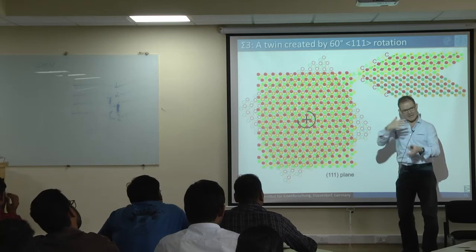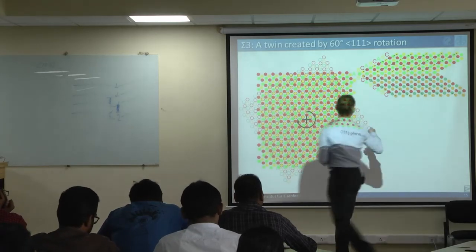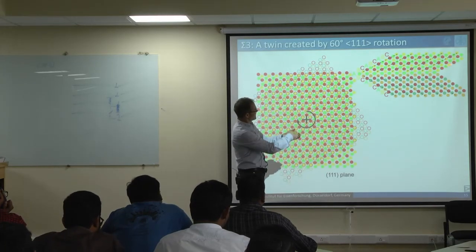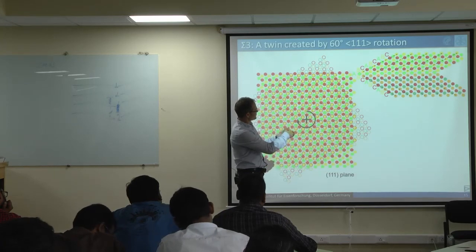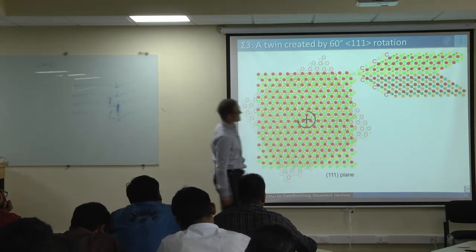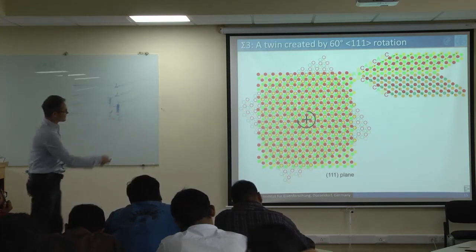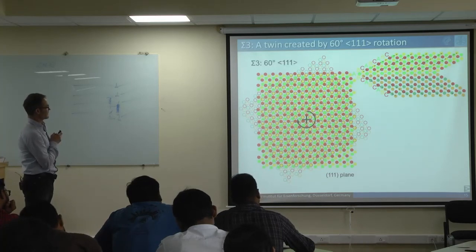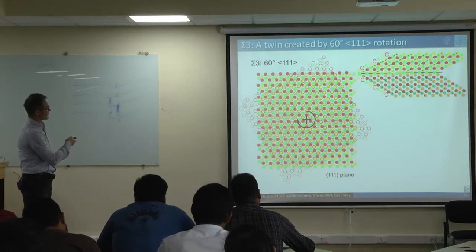Yeah? It's a 3-dimensional construction, of course. This sigma 3 boundary. And actually you see that here in the transition, in this cross section, exactly the green atoms fit to each other. They belong to both layers. So it's actually every third layer fits perfectly on each other. This is the twin. And this is the typical sigma 3 boundary, 60 degrees about 111.